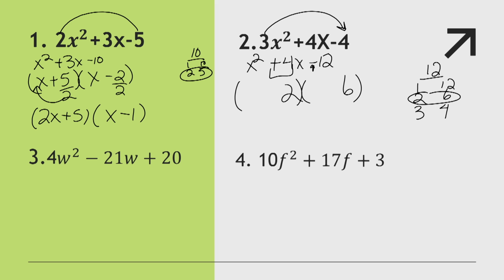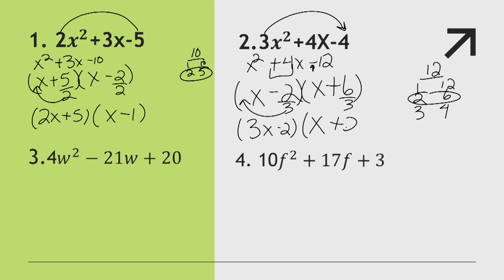Now, which one's going to be positive and which one's going to be negative? I want to subtract, so I have a positive 4. So positive 6 minus 2 gives me 4. And then I have my x and x. I started this problem off by multiplying that a into my c, so I want to take it back out. So here's my 3, here's my 3. 2 over 3 does not reduce to a whole number, so my bottom comes up, and I have 3x minus 2. 6 over 3 does reduce, so I have x plus 2.